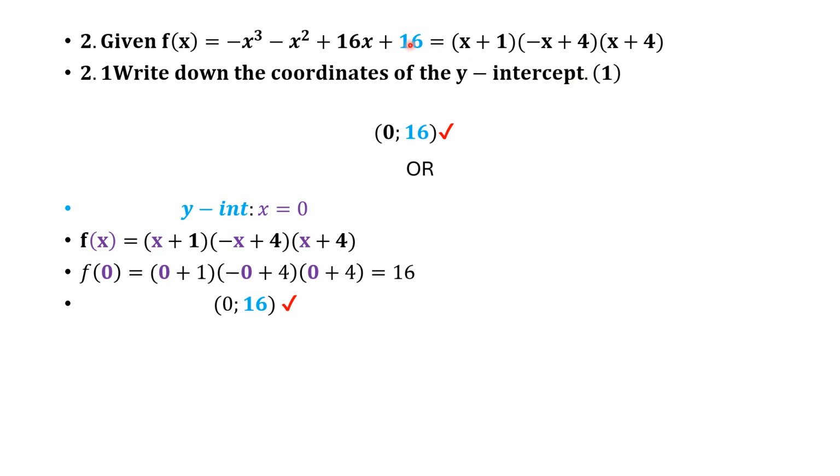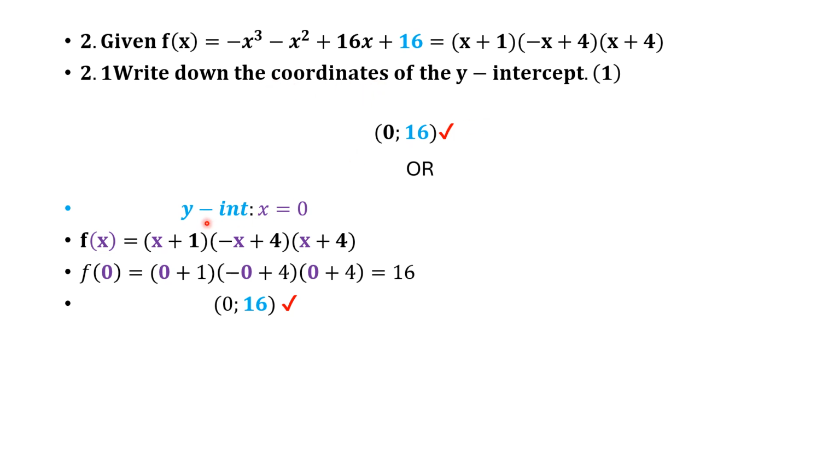So there the constant value is always my y-intercept, because if x is 0 there, that becomes 0. If x is 0 there, that becomes 0. And if x there is 0, it becomes 0. So it leaves me with 16. So my coordinate is 0 and 16. Right? 1 mark. Because they said coordinates.